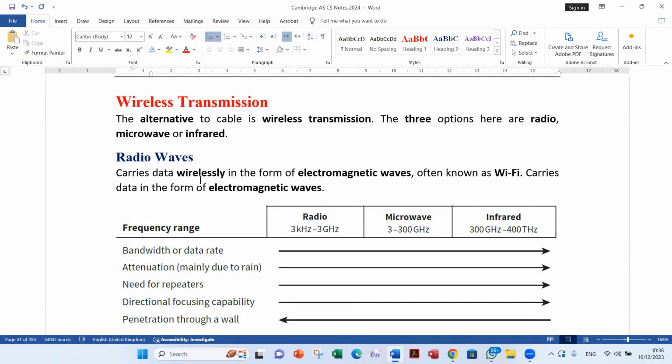Okay, let us now go to wireless. Okay, now everyone at home is using it because you have a network at home. You have a wireless local area network at your home. This is typically created using Wi-Fi. That's why we study wireless transmission. The alternative to cable is wireless transmission. The three options here are radio waves, microwaves, and infrared.